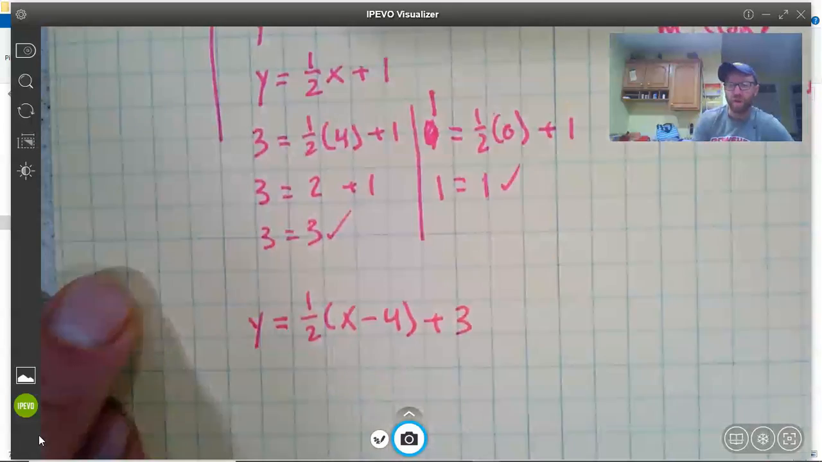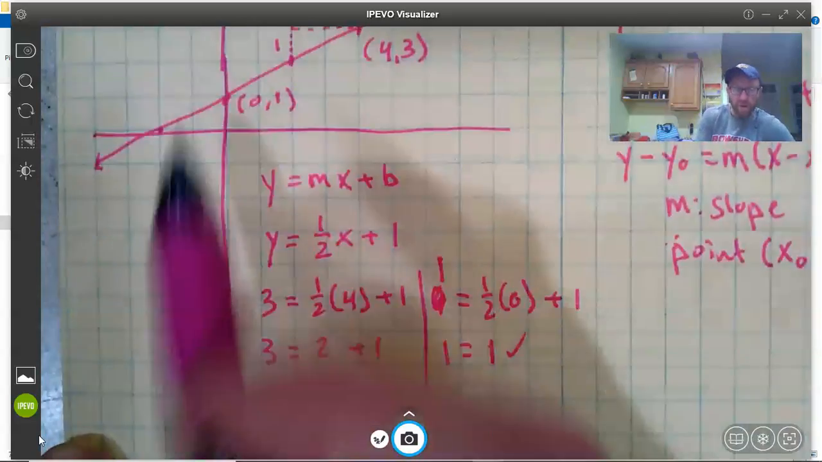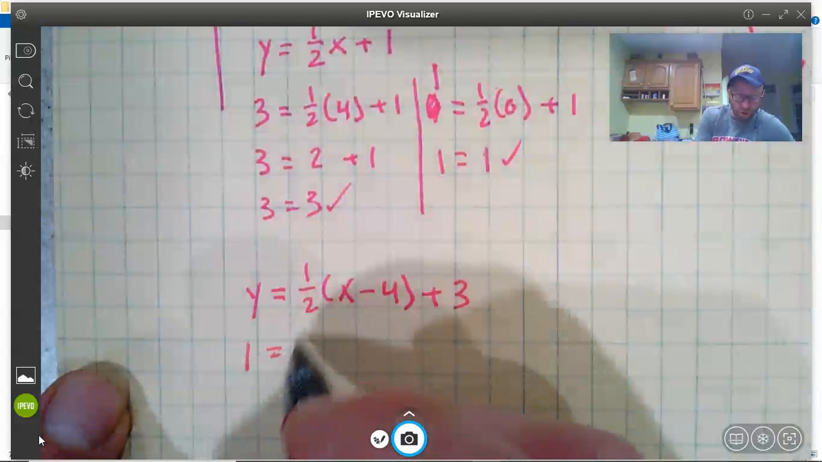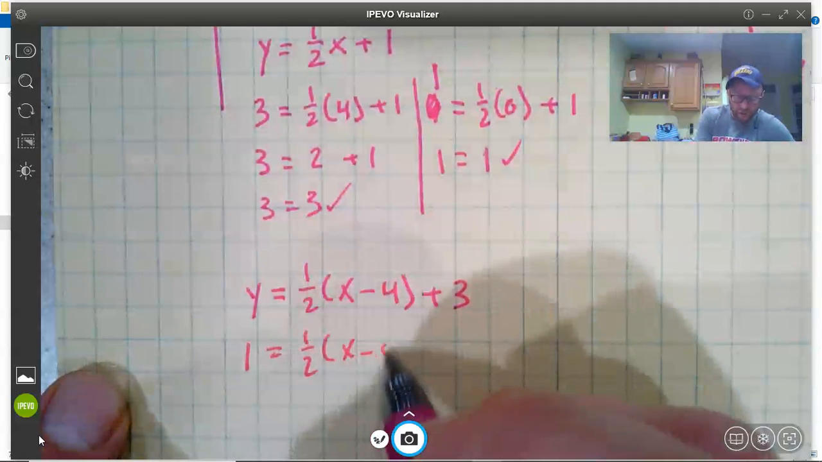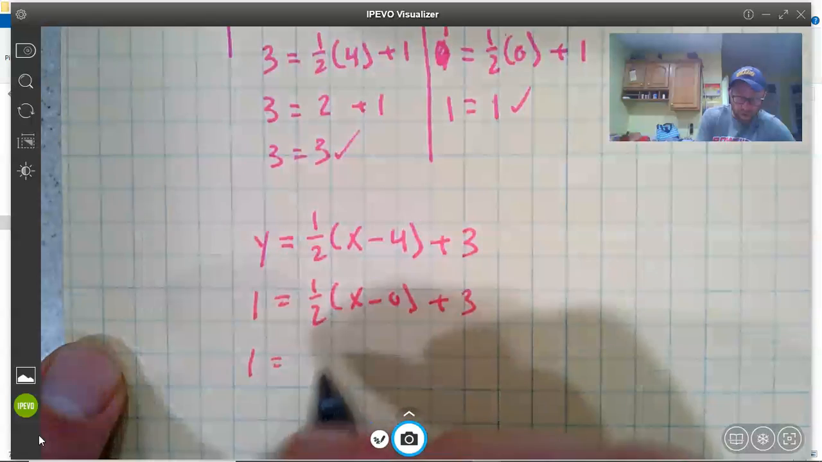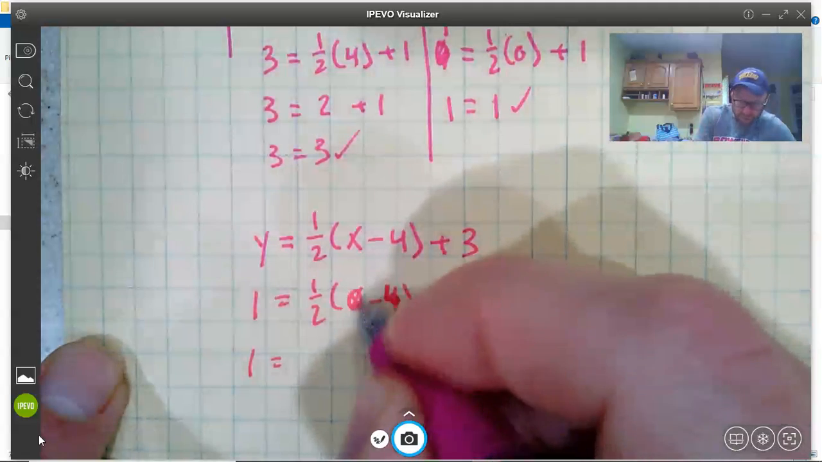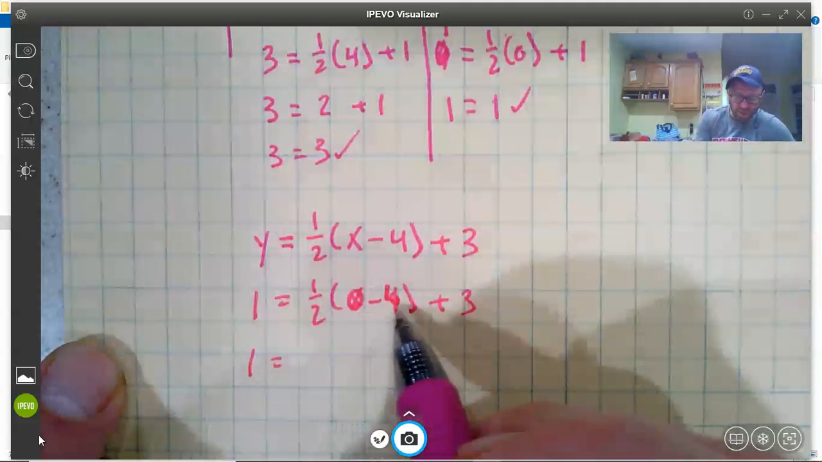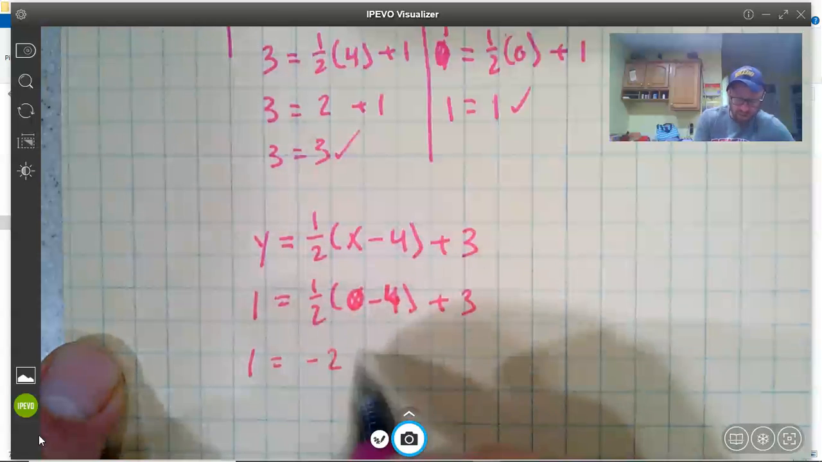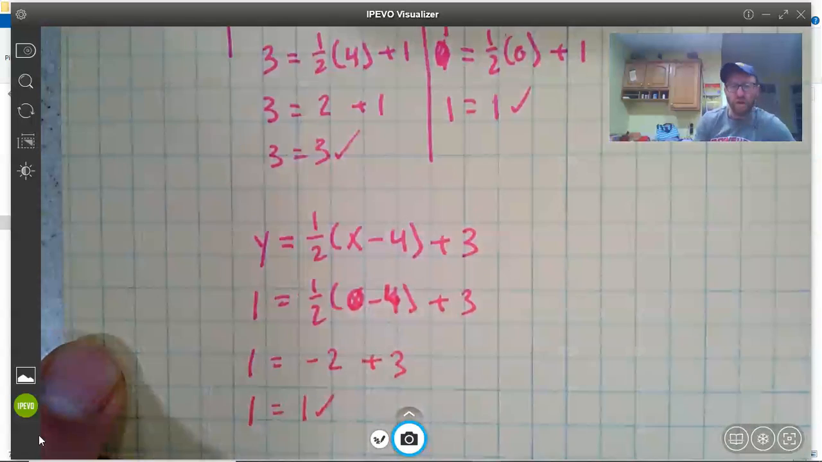Now we could plug in either one of our points to check, and it should still be true. I'll plug in the point (0, 1). So that's y-coordinate of 1, x-coordinate of 0. If I plug in 1 for y, 1 equals 1/2 times (x minus 4) plus 3. The 0 is supposed to go where the x is. So 0 minus 4 is -4. -4 times 1/2 is -2, plus 3. 1 equals 1. So check, it works.